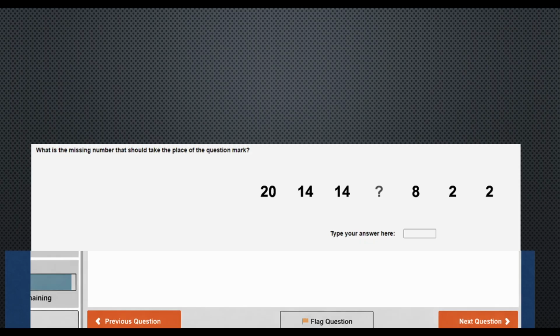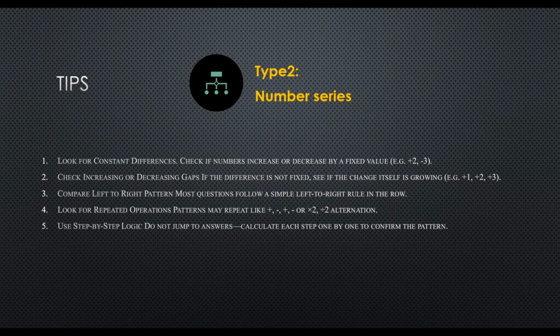That's right, the correct answer is 8. This question is a little more challenging because the difference between each pair of adjacent numbers is not the same throughout the sequence. If we look closely, we can see that every second pair of numbers decreases by 6. Once we identify that pattern, we can apply the same rule to find the missing number. Following the pattern, the correct answer is 8.